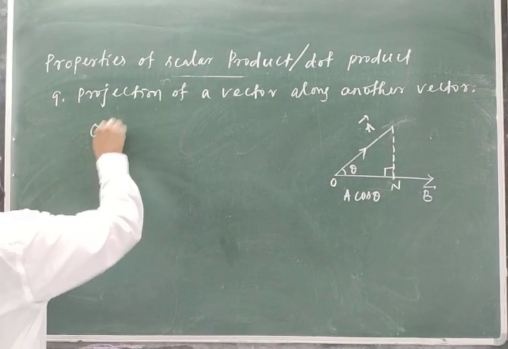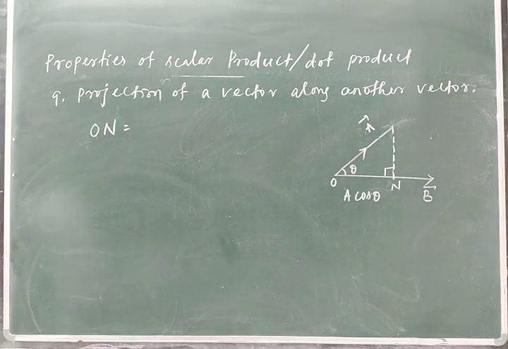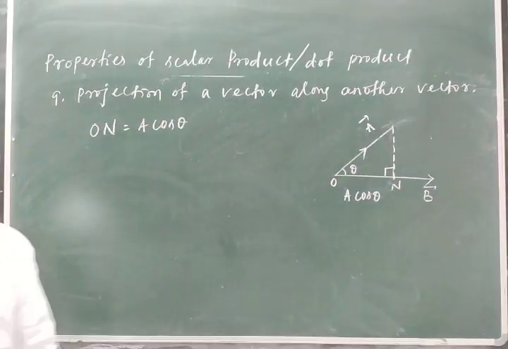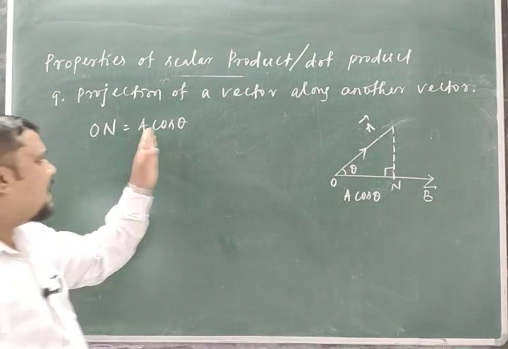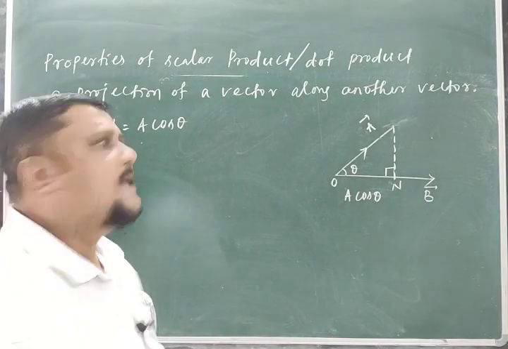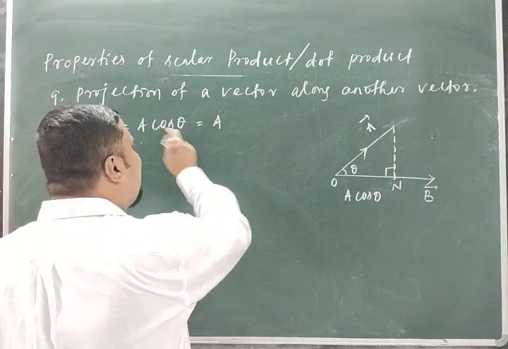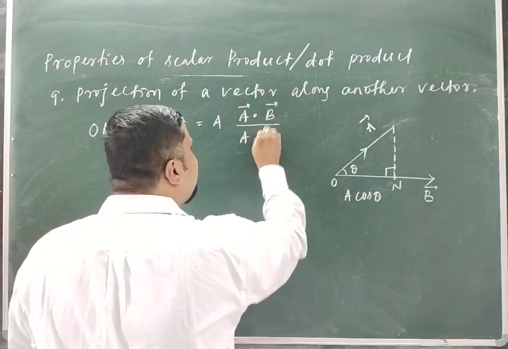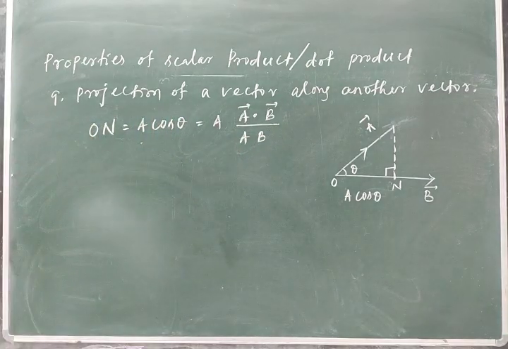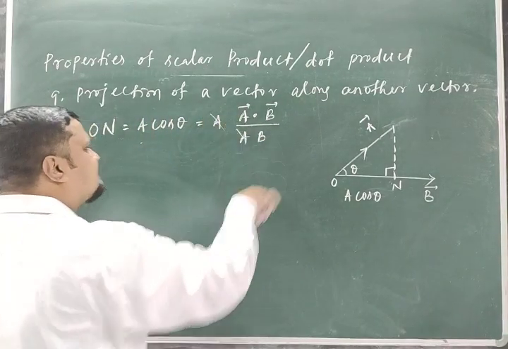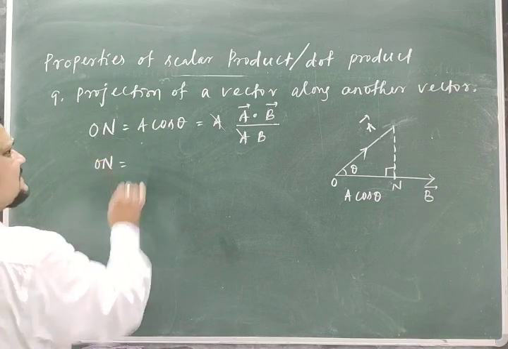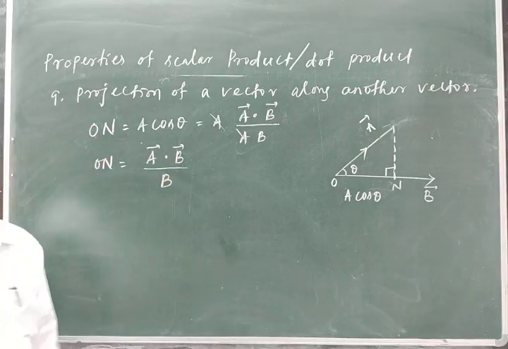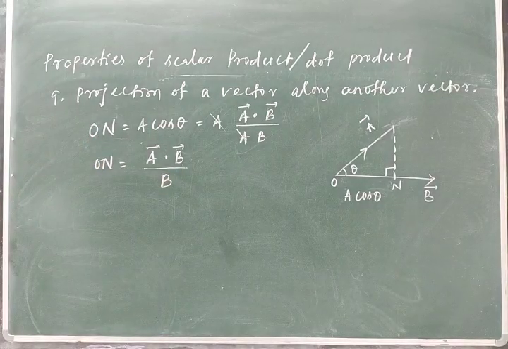Suppose in this case ON is equal to A cos theta. So what I will write is A cos theta. As you know, this is equal to magnitude of A times cos theta. Right now we have found that cos theta is A dot B by magnitude of A and magnitude of B. So the magnitude of A cancels. So ON, that projection, is equal to A dot B by magnitude of B.